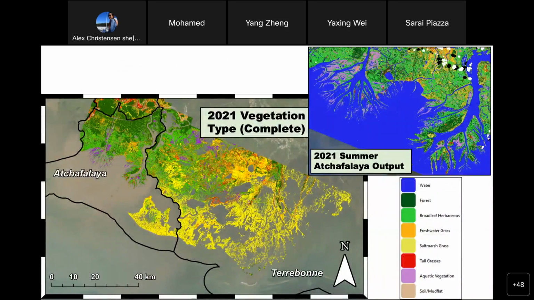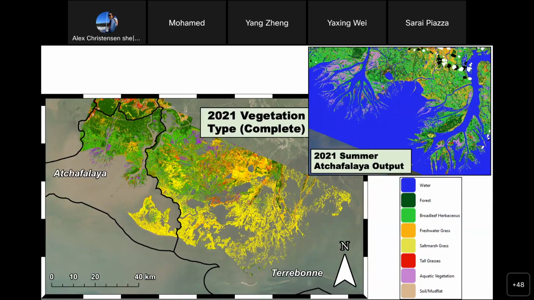And these are the results from that model. So the map here is the final complete vegetation type map. You can see the Atchafalaya is very dominated by broadleaf herbaceous and forest classes. And then in the Terrebonne, you see this gradient from broadleaf herbaceous down into salt marsh grass to the southeast. You can also see some forest class where there's mangroves sort of expanding down to the southern tip there.